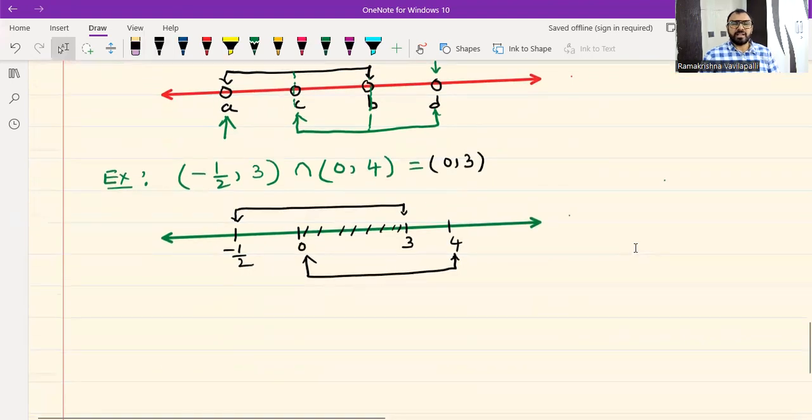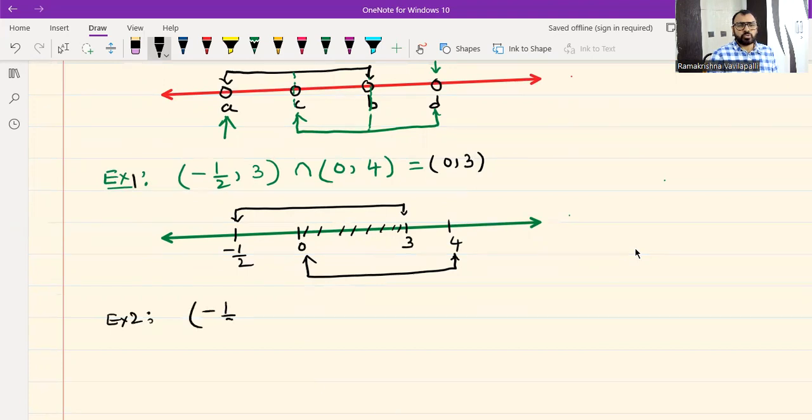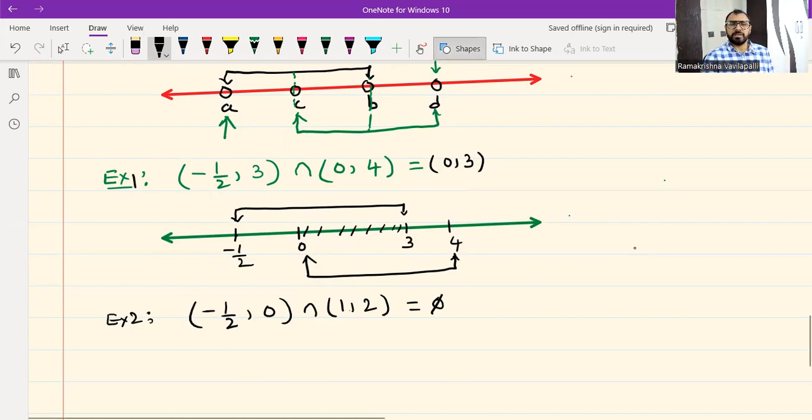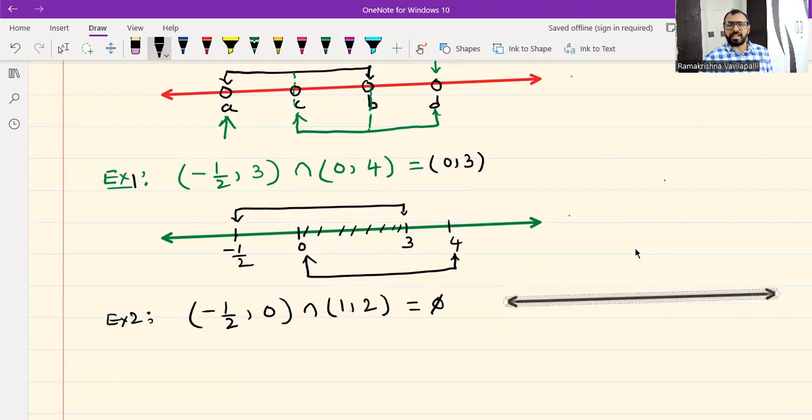It is not necessary that every time they may have common values. I'll give another example. Minus 1/2 to 0, intersection 1 to 2, if I assume like this. You see minus 1/2 to 0 and 1 to 2. There is no intersection, so you write this as an empty set. Easily you can understand, there are no common values, or there is no common interval, right?